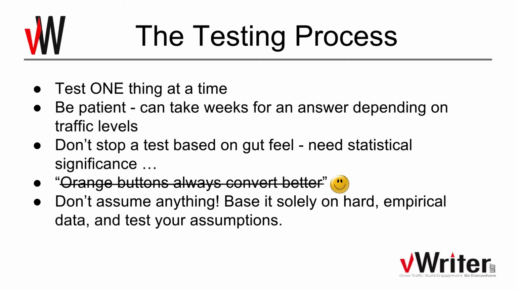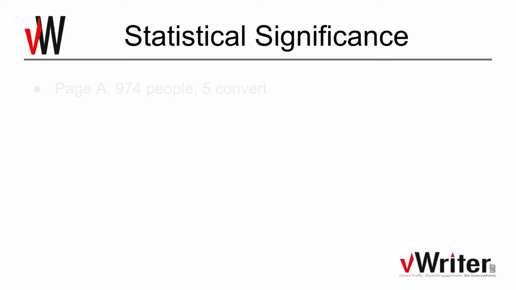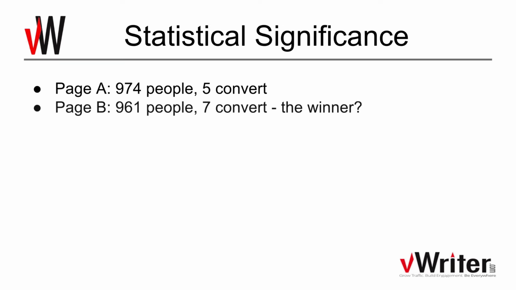And to look some more at statistical significance, so you could have one page where you've had, say, 974 people through and 5 of them have converted. Another version of that page, 961 people, so slightly fewer people but more conversions at 7 conversions, and you may assume that page B would be the winner, and that would continue to be the case.